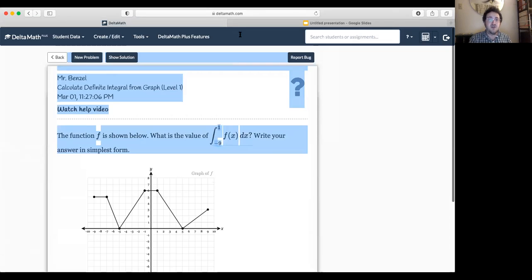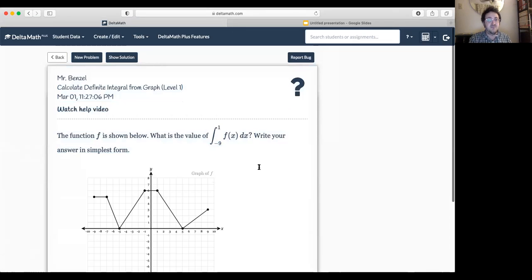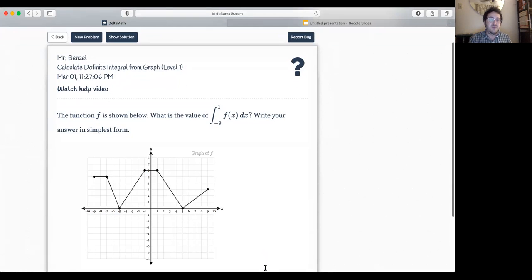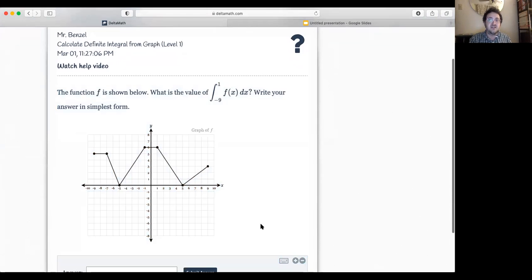Okay, the next problem we're going to do is compute the definite integral from a graph, level 1. And what's different about these problems is that we simply did not baby you and give you the areas, but you're going to be starting to compute areas of pretty familiar shapes. So the goal is that you want to turn this from a calculus problem into a geometry problem. So we'll call this example 2.